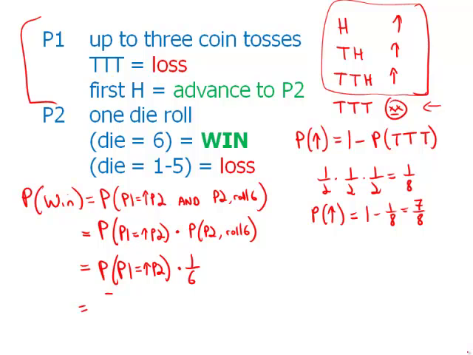So that's our first factor here. So we get 7/8 times 1/6, and this turns out to be 7/48. And this is actually the probability of winning the game.